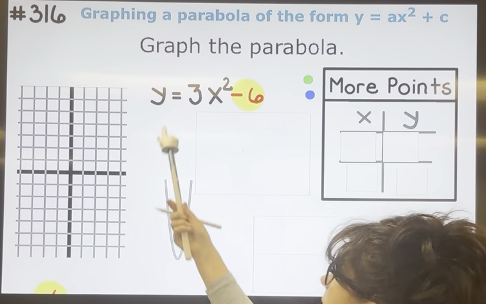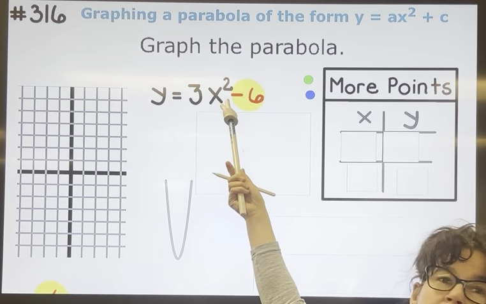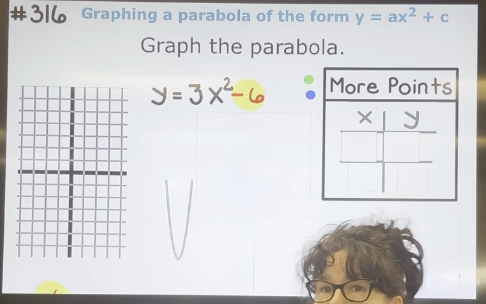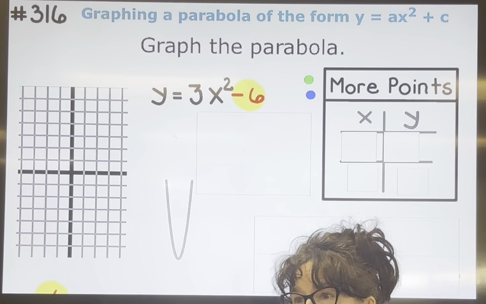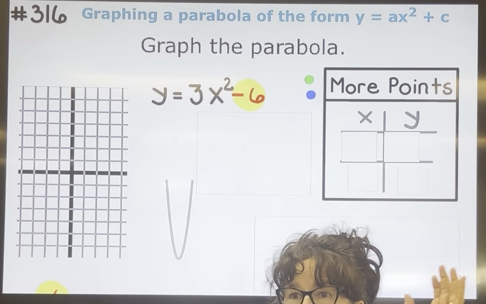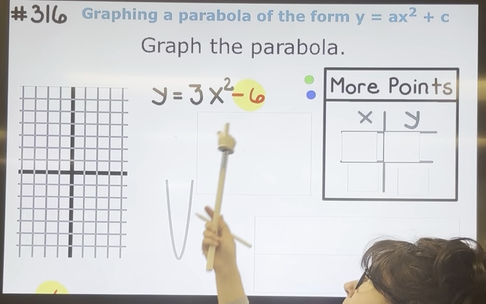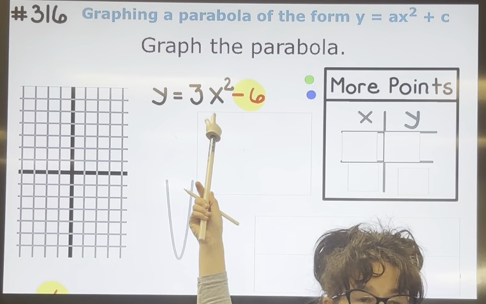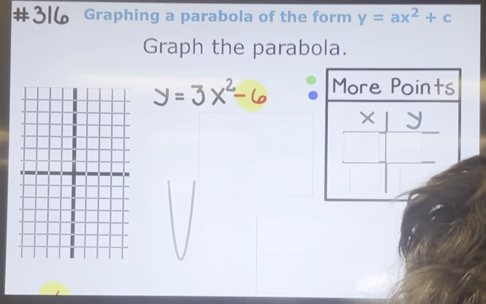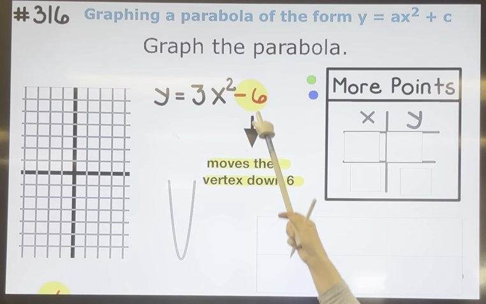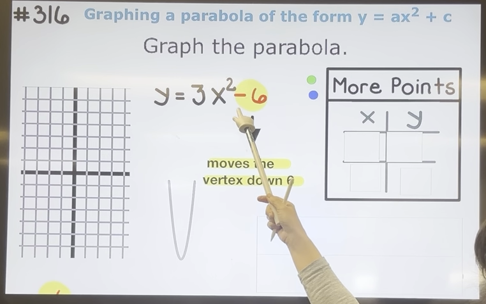We'd like to graph this parabola. I know it's a parabola because it's x to the second power. We talked about how if there's no addition or subtraction, then the vertex has not been shifted right, left, up, or down. But in this one, there is subtraction off to the side. So what that tells me is that my parabola is going to move down 6 because I have the -6.